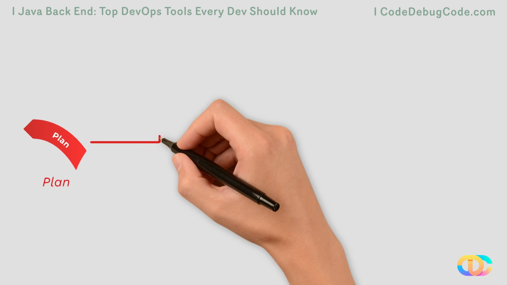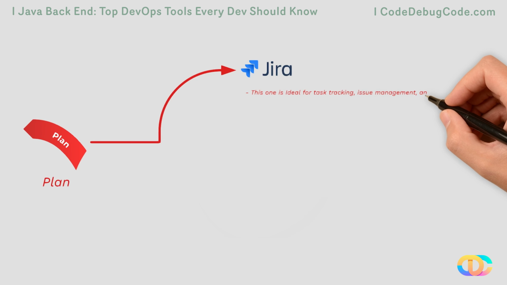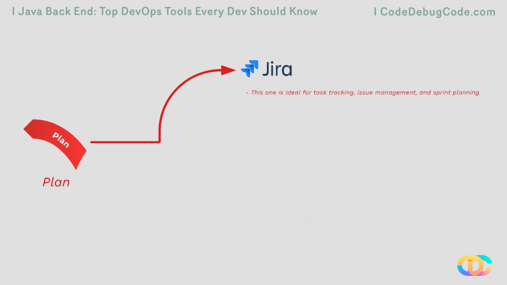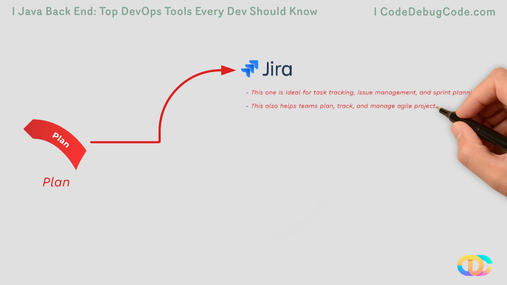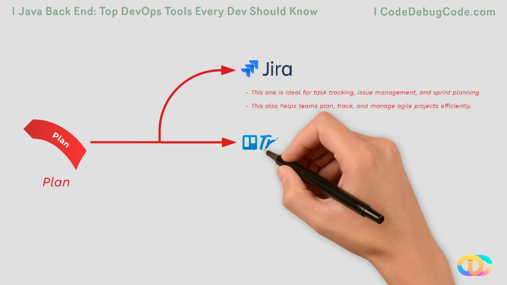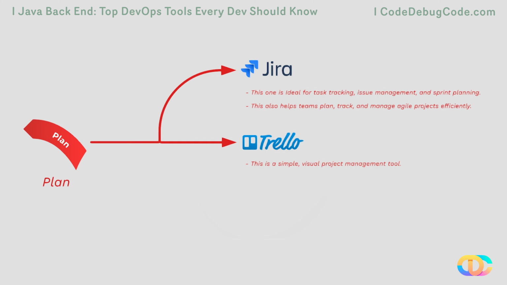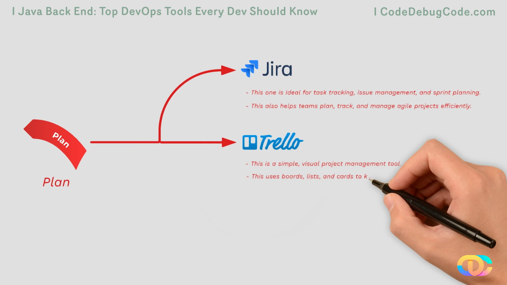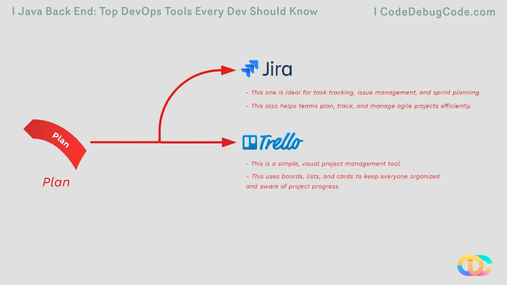First one is Jira. This one is ideal for task tracking, issue management, and sprint planning. This also helps teams plan, track, and manage agile projects efficiently. Now, second one to discuss is Trello. This is a simple, visual project management tool. This uses boards, lists, and cards to keep everyone organized and aware of project progress.